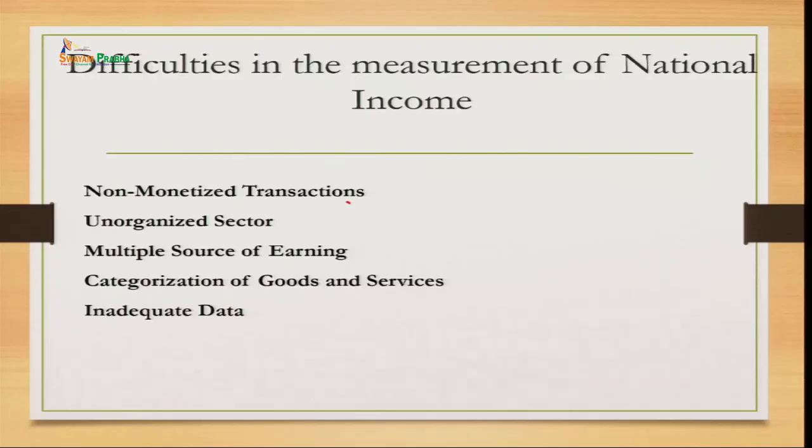Categorization of goods and services is a difficulty which we face in the product method, and to differentiate between final goods and intermediate goods is also not an easy task. And lastly, because of inadequacy of data, the data is not properly available to us, so there is a problem in calculating national income. So these are some problems we have.